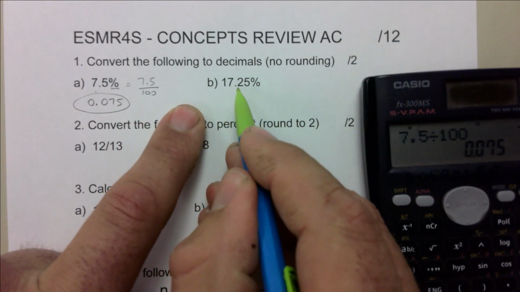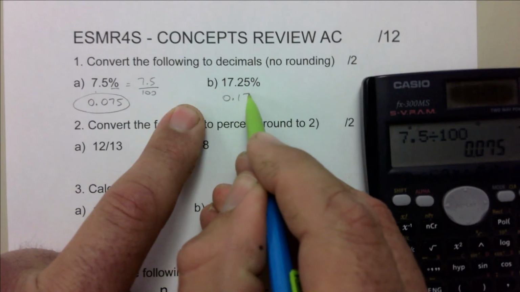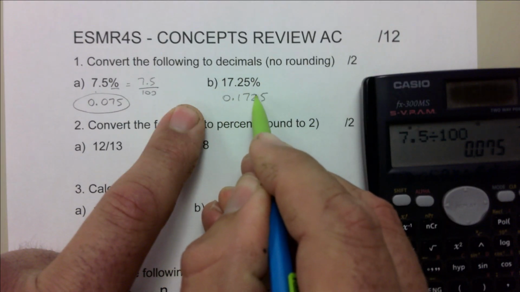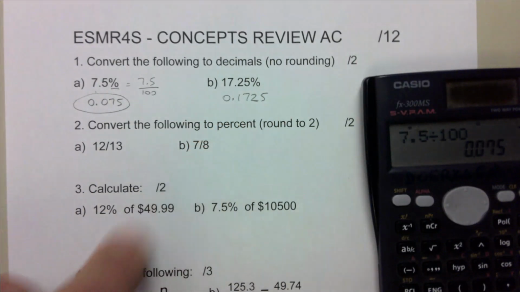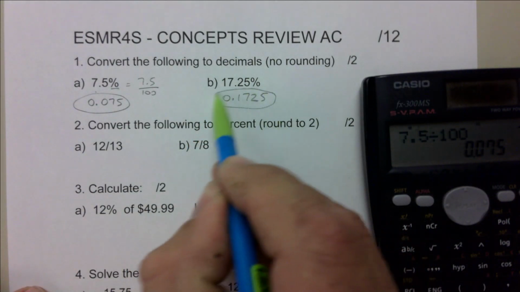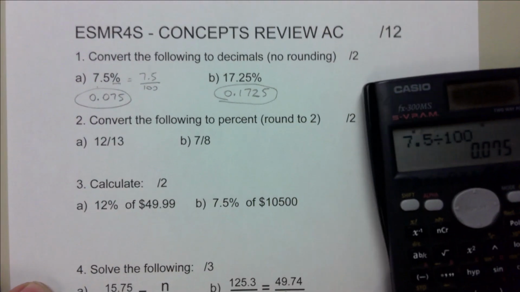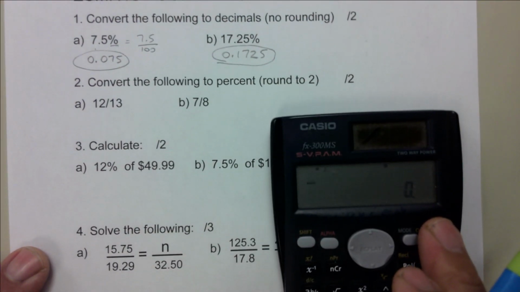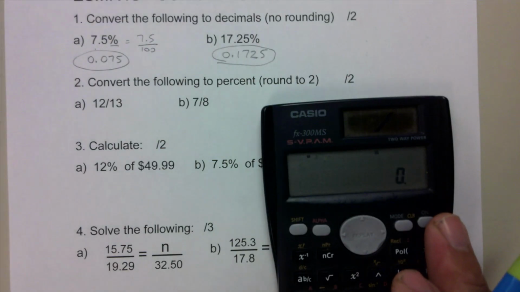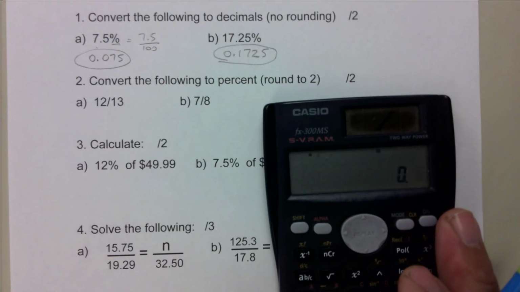17.5, same thing. You divide it by 100, you get this number. Okay, another mark for that. Okay, convert the following to percent. When you are a percent, you do the exact opposite. You actually multiply by 100.